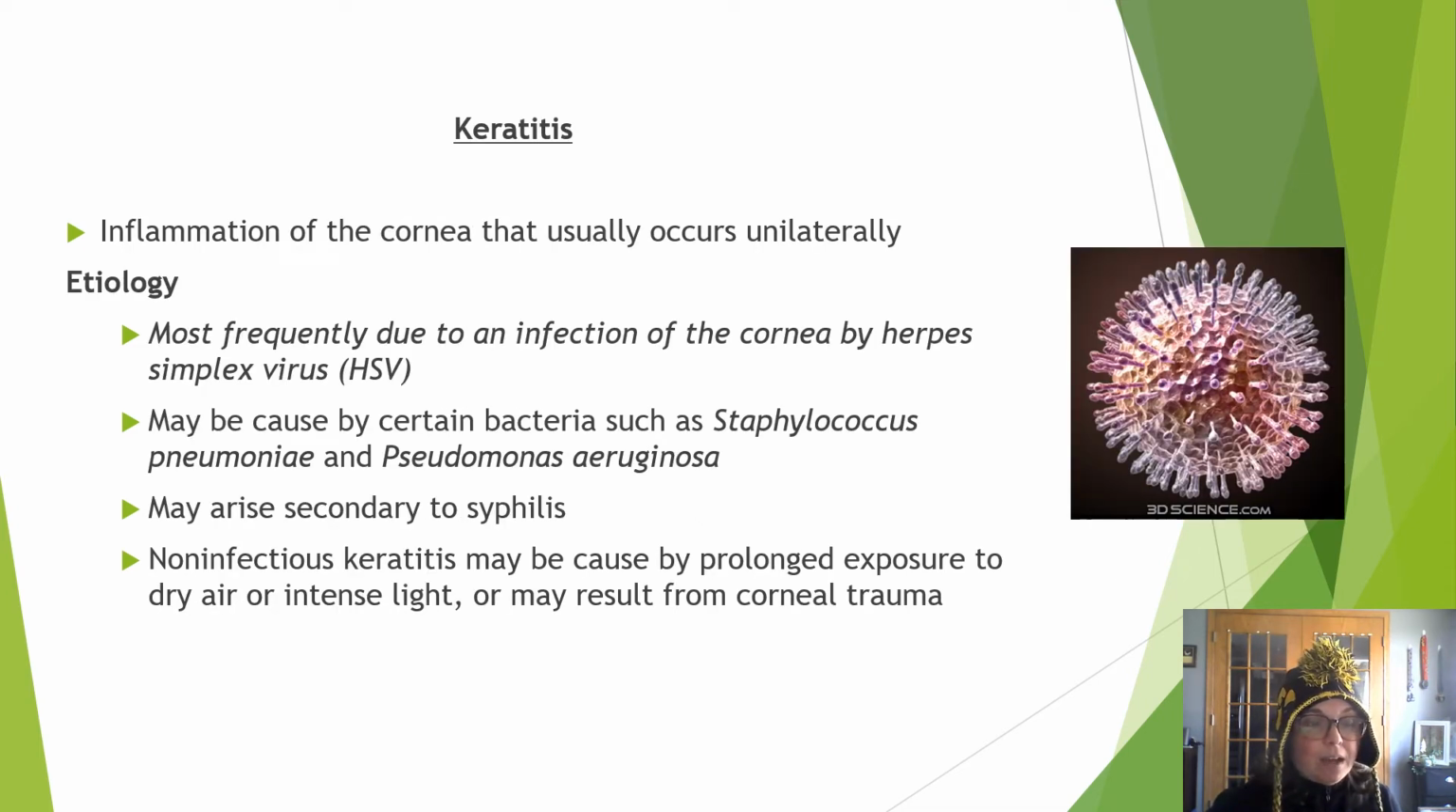Keratitis is the inflammation of the cornea that usually occurs unilaterally, uni relating to just one. Etiology is most frequently due to an infection of the cornea by the herpes simplex virus. It may also be caused by certain bacteria like staph again, this time more specifically Staphylococcus pneumoniae, and then also a different gram-negative bacteria, Pseudomonas aeruginosa. This disease can arise secondary to syphilis, and the non-infectious form of keratitis can be caused by prolonged exposure to dry air, intense light, also from possible corneal trauma.